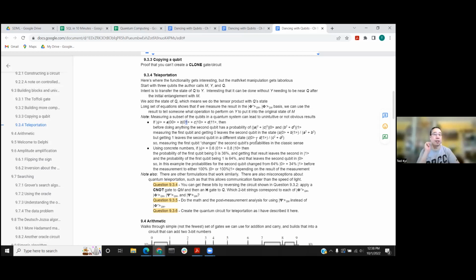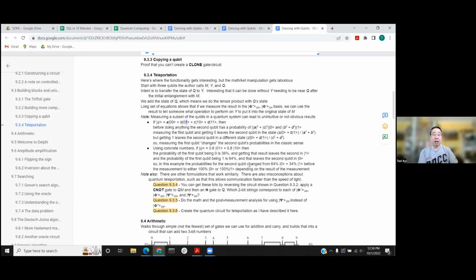Okay. So then the same thing, just using some concrete numbers. If instead of 4, I only use 2 of them, and I say it's 0.6 times ket 0, 1 and 0.8 times ket 1, 0, then the probability of the first qubit being 0 is 36%. If, however, we measure and we get a 0, then the second qubit is guaranteed to be a 1. It's 100% going to be a 1. And the probability of the first qubit being 1 is 64%. That will leave the second qubit in 0 because, again, there's 1, 0. There is no 1, 1.